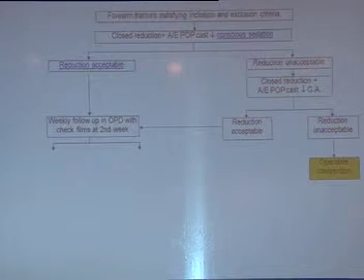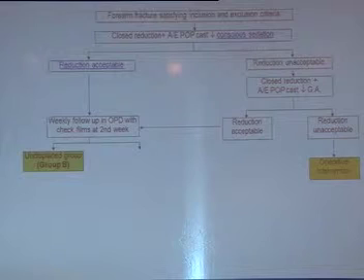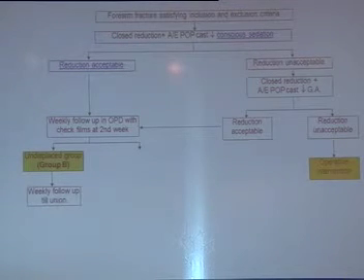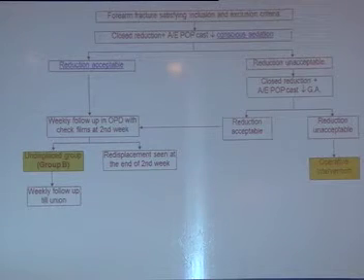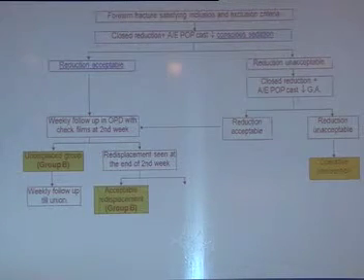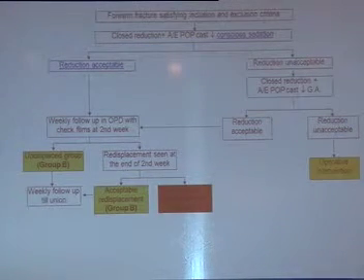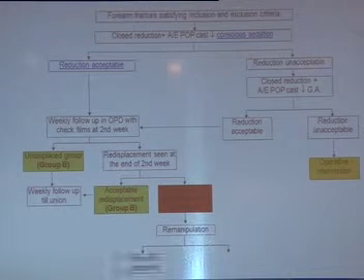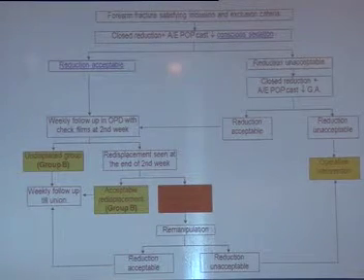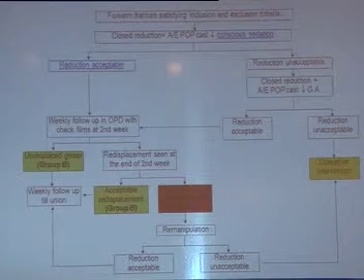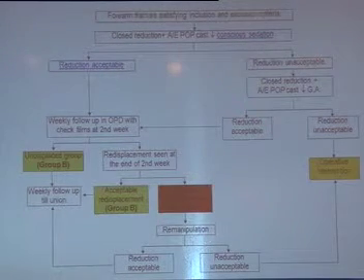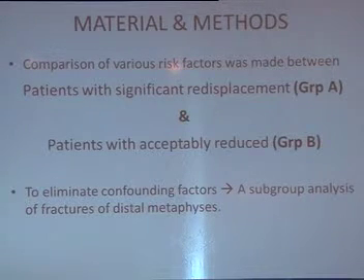At 2 weeks, another X-ray was done to look for redisplacement. If the reduction was maintained, the patient was followed up weekly till union. If there was redisplacement seen at the end of 2 weeks, we assessed whether it was acceptable or not. If it was acceptable, the patient was followed up till union. If it was not acceptable, the patient underwent remanipulation. If he had an acceptable reduction after remanipulation, he was followed up with the other group; if he failed to attain an acceptable reduction, he was operated on but included in the study. In the end, a comparison was made between patients with significant redisplacement and patients who were acceptably reduced.